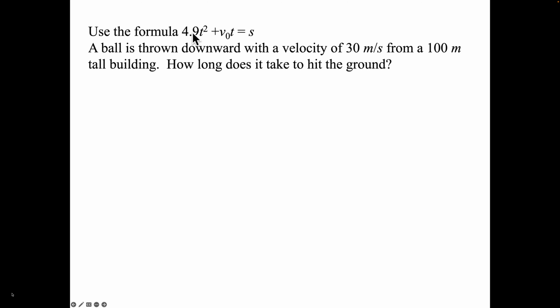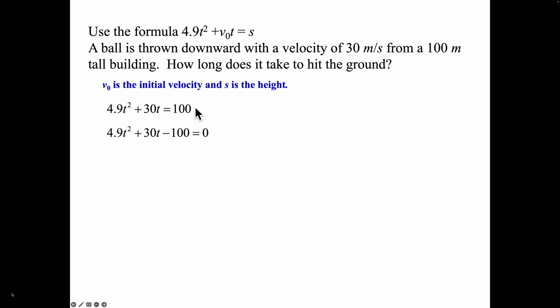Using the formula 4.9 t squared plus v sub 0 t equals s. A ball is thrown downward with a velocity of 30 meters per second from a 100-meter tall building. How long does it take to hit the ground? V sub 0 is the initial velocity and s is the height. So 4.9 t squared plus 30, that's going to be my velocity. And my height is 100.